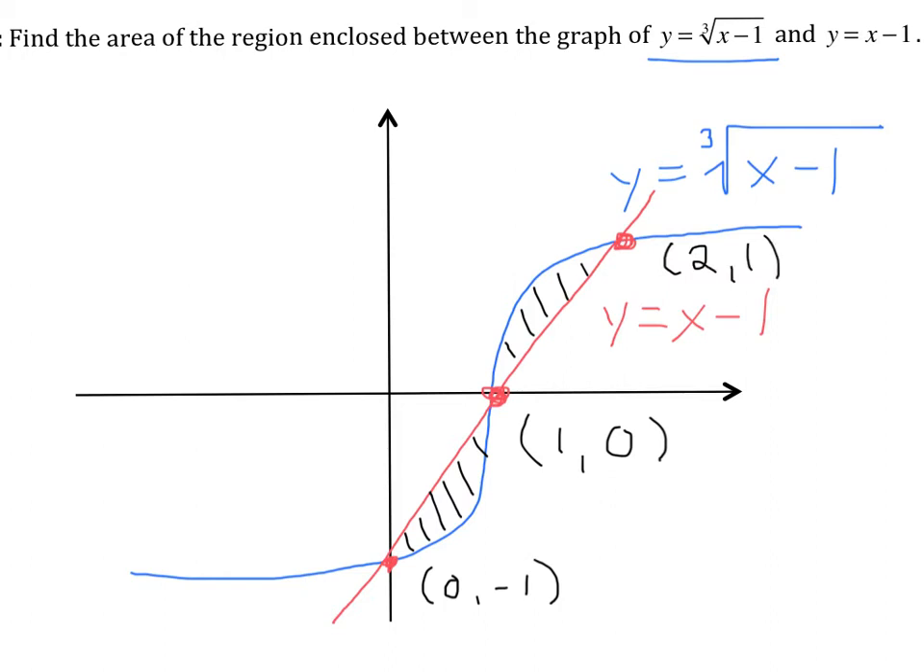All right, so our first piece is going to go from x equals 0 to x equals 1. That'll be line minus curve. And then our second piece is going to go from x equals 1 to x equals 2, and that's going to be curve minus line.